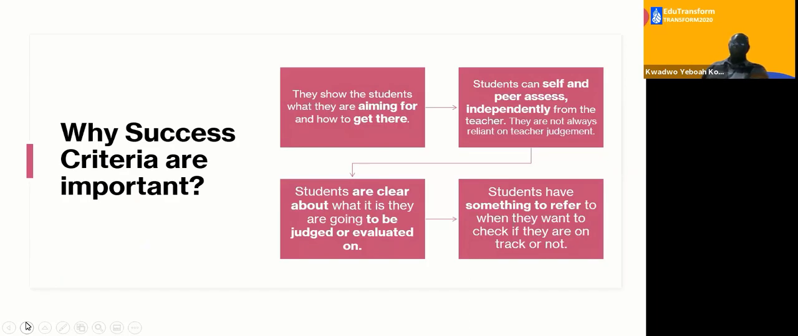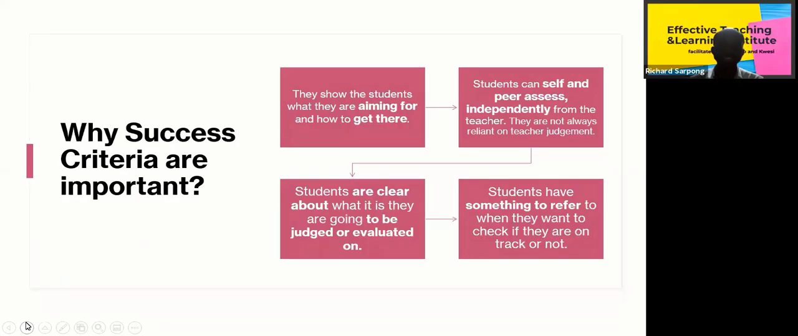Why is it then important to have success criteria? Obviously, it's very important, but why? Very important, yeah, because it shows the students what they need to aim at and how they can get there, right? And like we said, for even assessing their own work and even assessing other people's work and giving correct feedback to them. And this builds independence.